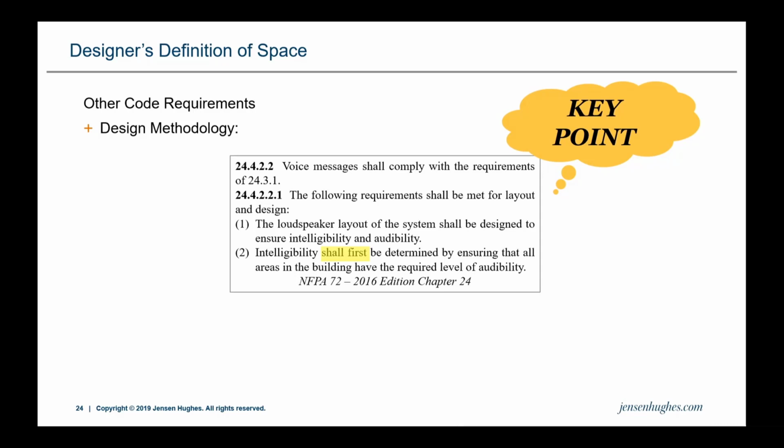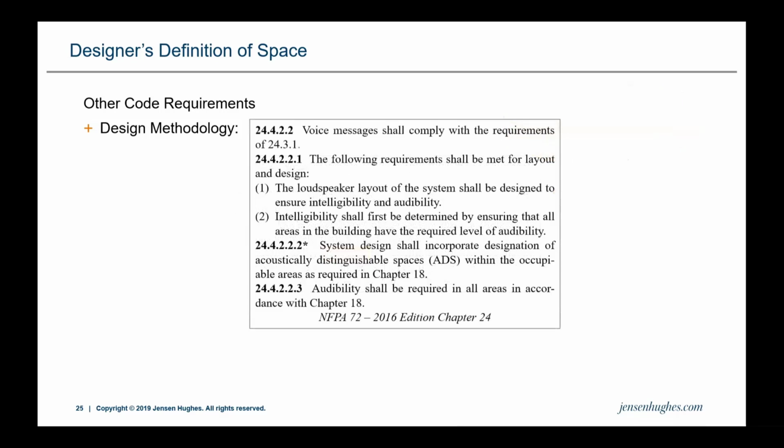That is why a designer has to define the space. When they're defining the space, you start with the expected ambient sound level and then determine the design or alarm sound pressure level. You have to start there first. Now, once we analyze what audibility requirements we have first, then we start planning out our designations of acoustically distinguishable spaces. And you'll see that's the next requirement in chapter 24.